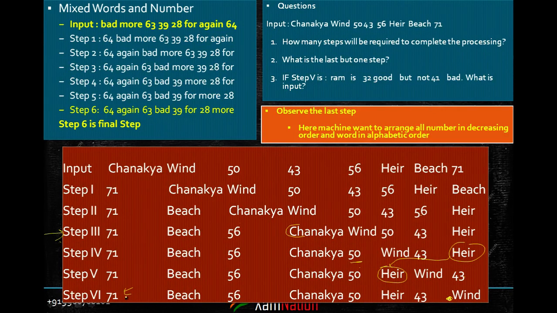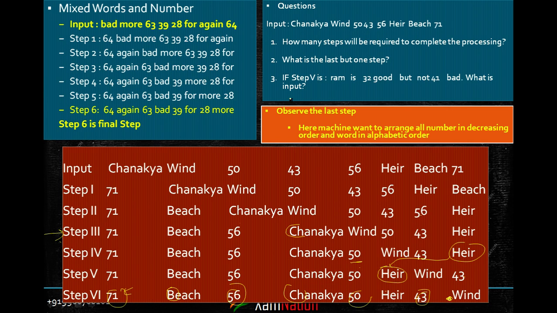You have achieved your required output, which is 71, 56, 50, 40, that is decreasing order of the numbers, and increasing order of position of alphabets B, C, H, and W. Okay, so in this way you can do this question. In the next video we will do the same question where you need not write each and every step, and even then you can answer all of the questions.